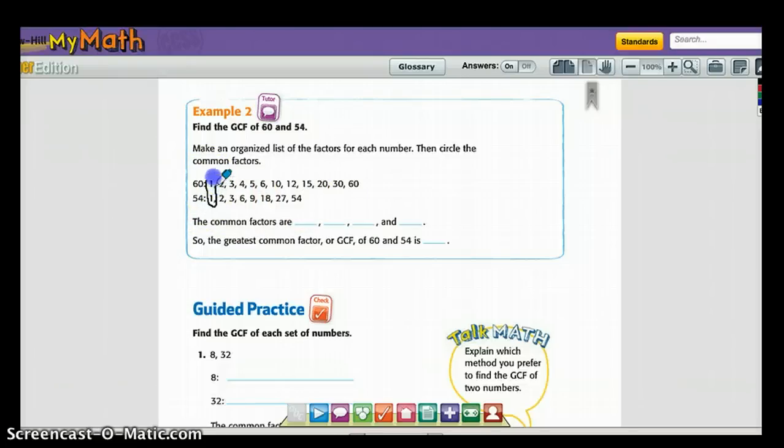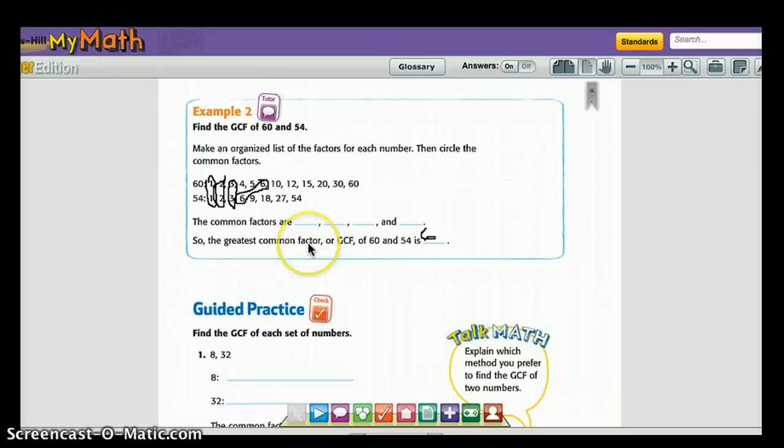So let's see, they have 1 in common, they have 2 in common, they have 3 in common, they don't have 4 in common, they don't have 5 in common, but they have 6 in common. They don't have 9, they don't have 10, and none of the rest are in common. So the greatest, the highest factor they have in common is 6. And the common factors are 1, 2, 3, and 6.